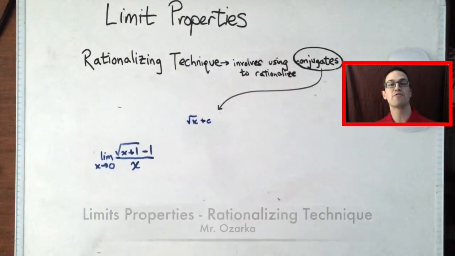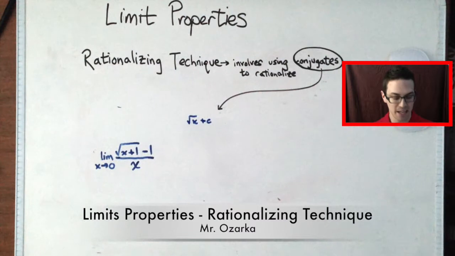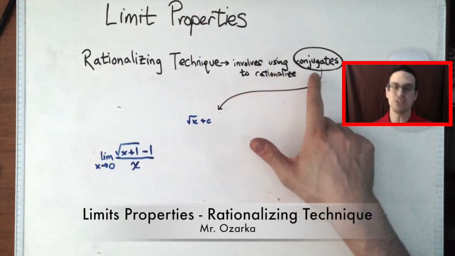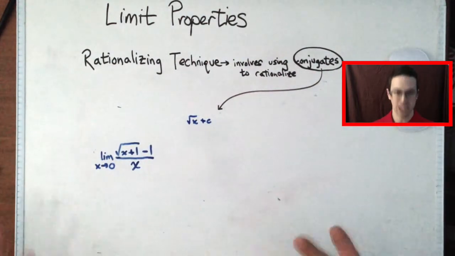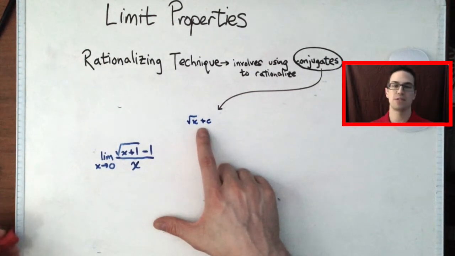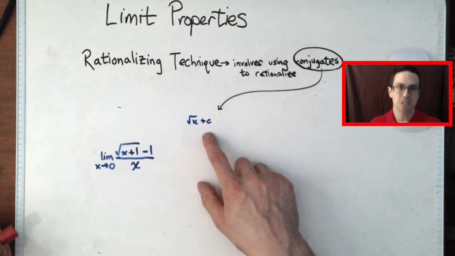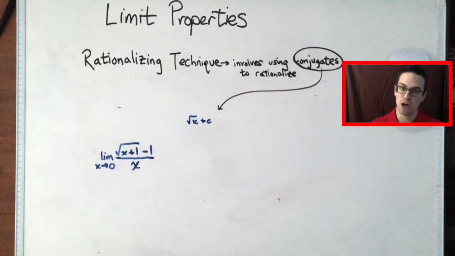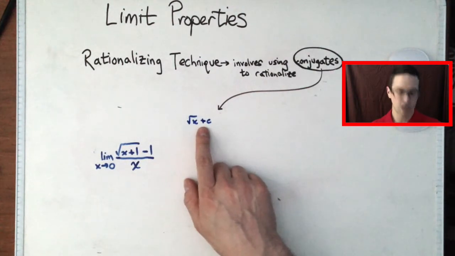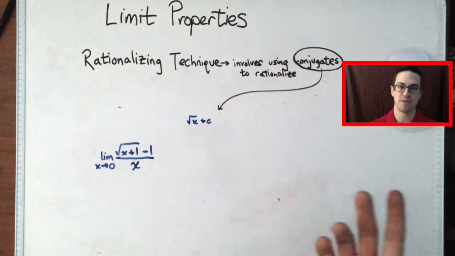Alright, so this is going to be another video about limit properties, and it's called the rationalizing technique. Basically it involves using conjugates to rationalize a number. An example right here is the square root of x plus some constant c. The conjugate of this would be the exact same expression, only instead of a plus, whatever that middle operation is, we would just do the opposite of it, so it would be a minus.